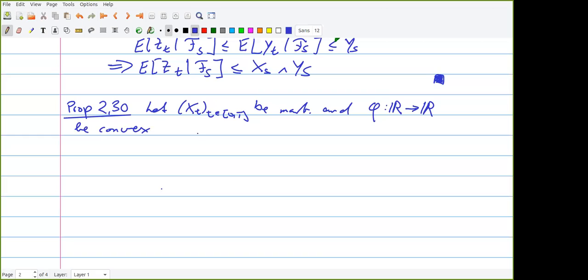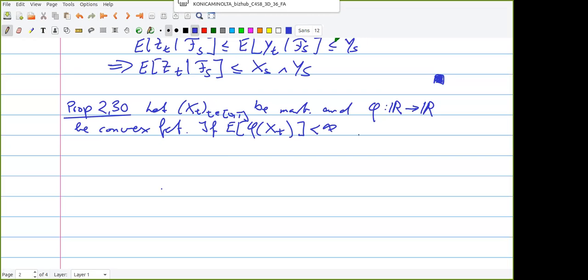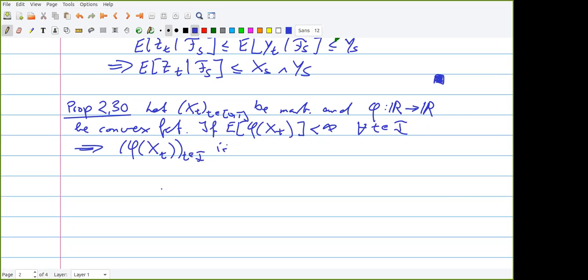We take this as a convex function. Then we know, we assume that the convex function phi applied to X_t is integrable for all t in I, then the process given by applying this convex function to our martingale X is a submartingale.